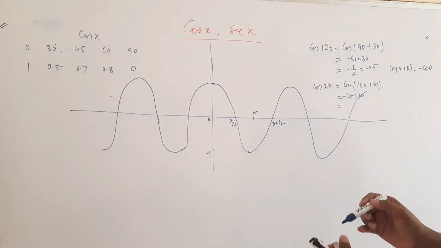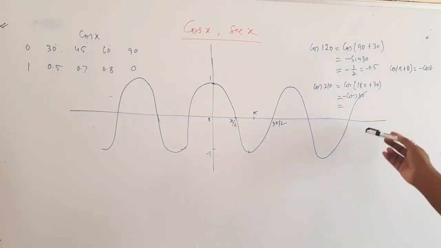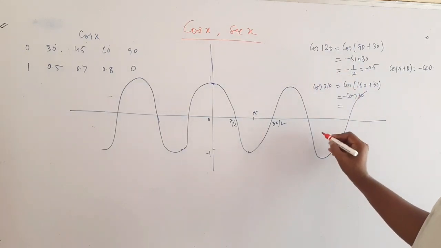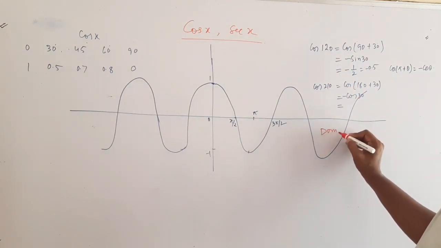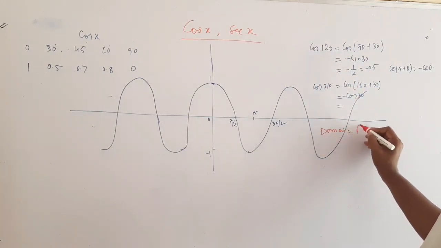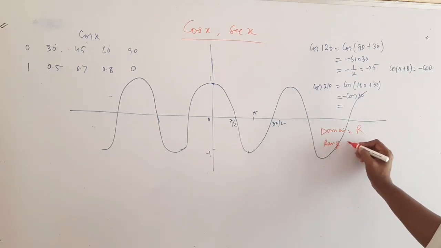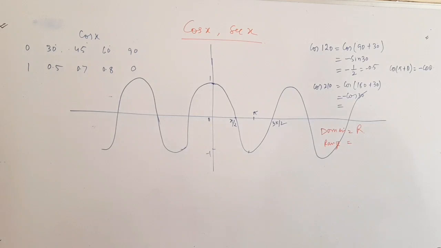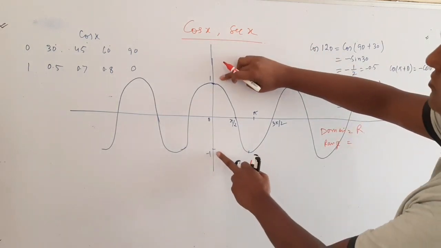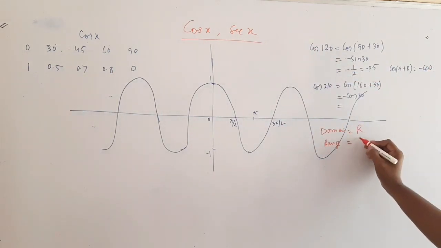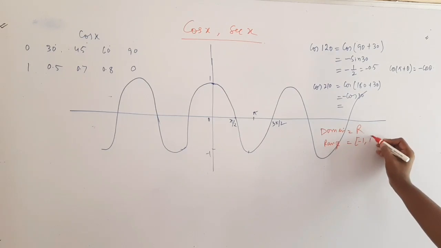Now what is the domain? So the domain, you see that the whole real line is the domain, there is no exception. So the domain is equal to the whole real line, and the range is between 1 to -1. So that is -1 to 1.